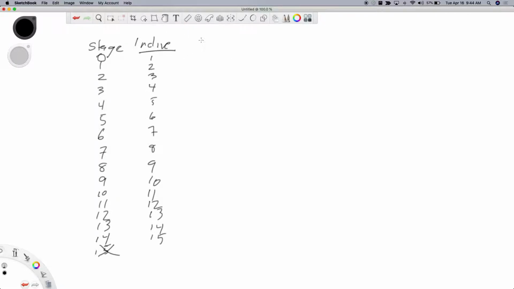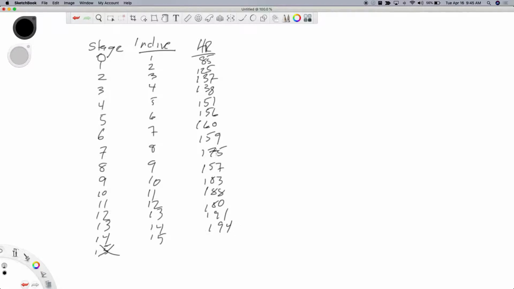And then his heart rate at each minute was, let's see, we went 85, 125, 137, 138, 151, 156, 160, 159, 175, 157, 183, 188, 180, 191, 194. So just go with 194.